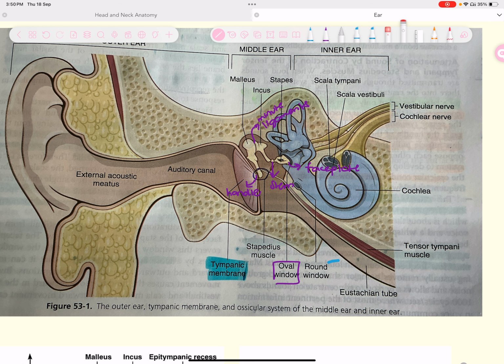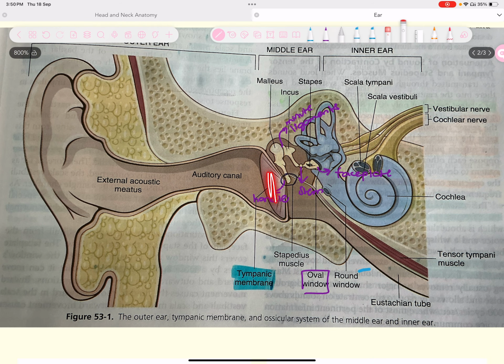Now, attached to the tympanic membrane is the handle of the malleus. So, this is the handle or the manubrium of the malleus, which is attached to the tympanic membrane. Now, the tip of the handle of the malleus is attached to the center of the tympanic membrane, and at this point of attachment, it is constantly pulled by the tensor tympani muscle.